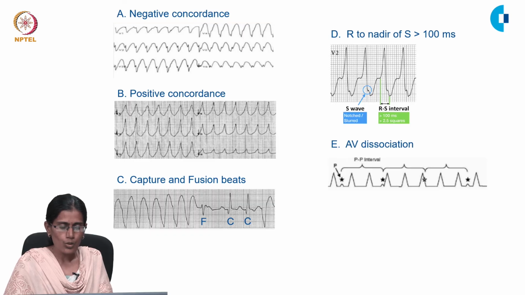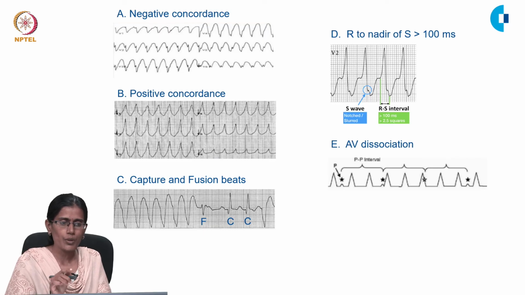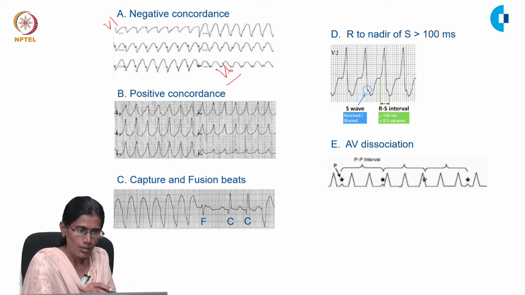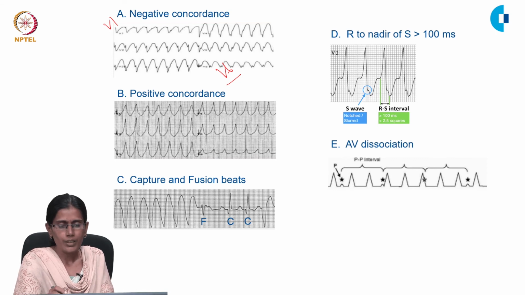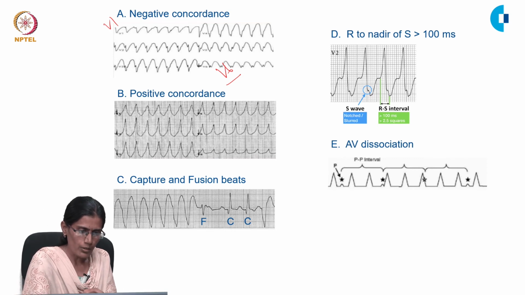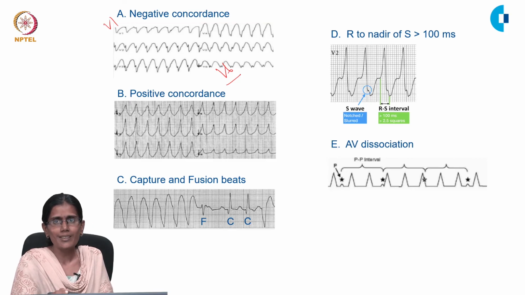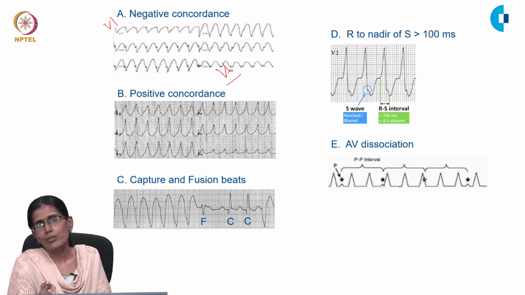It says you look for concordance. What is the meaning of concordance? You look at the chest leads from V1 to V6. You look at all the QRS complexes. Here, all the QRS complexes are negative or below the baseline. So, this is known as negative concordance. In the second example, all the QRS complexes are above the baseline. You are going to call it positive concordance. Uniformity, you can say uniformity. So, if there is concordance pattern, it is diagnostic of VT.